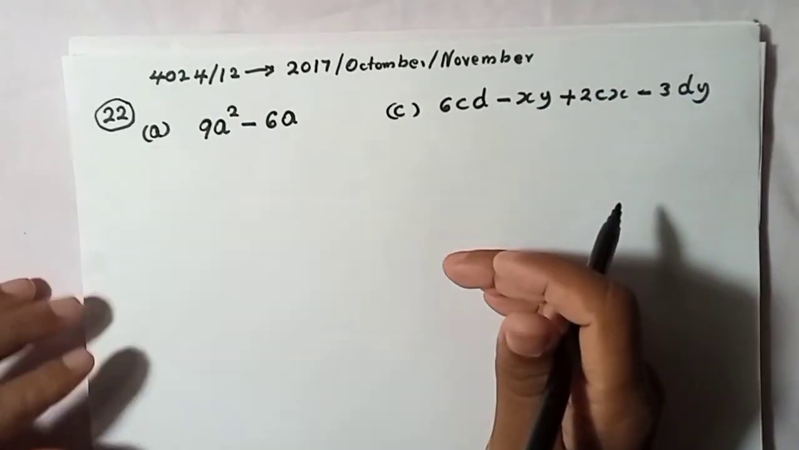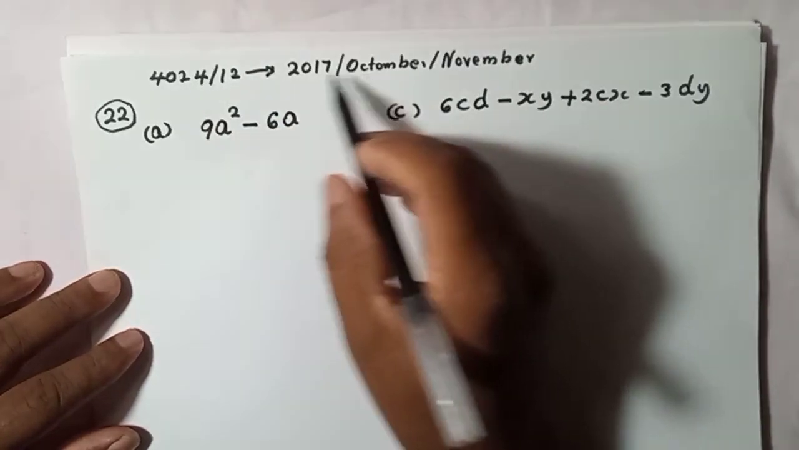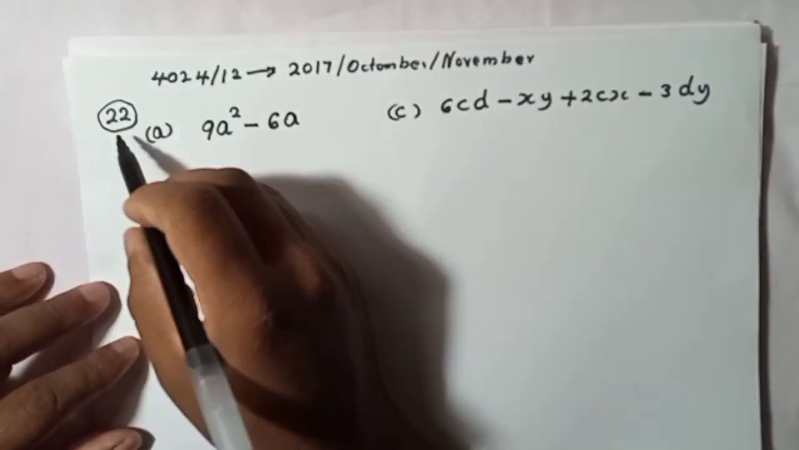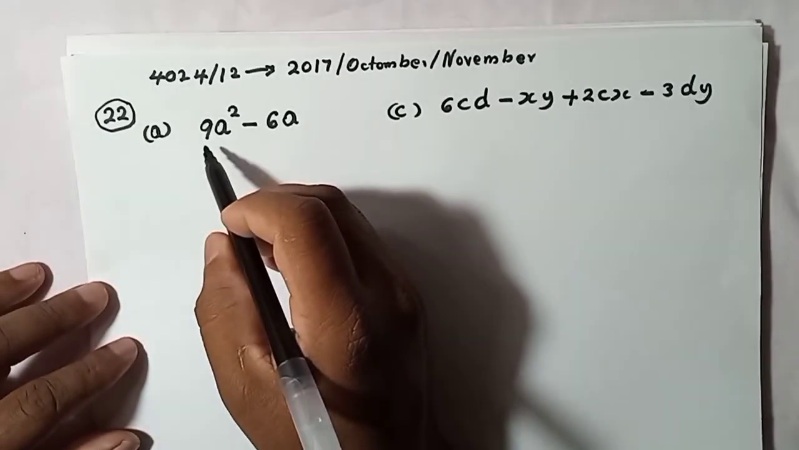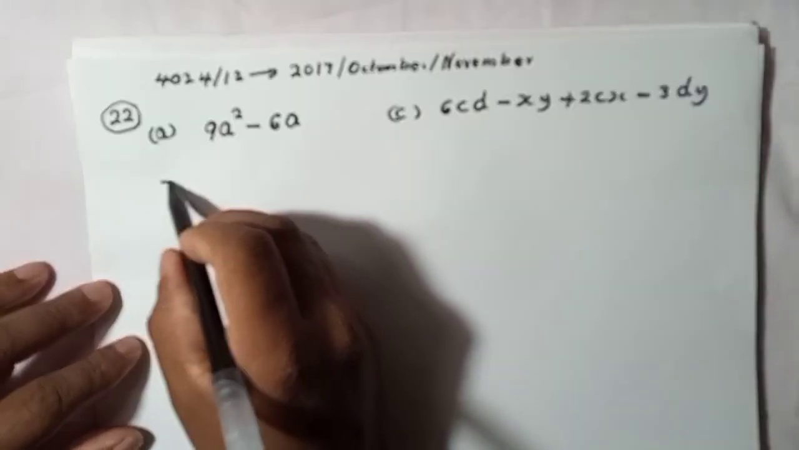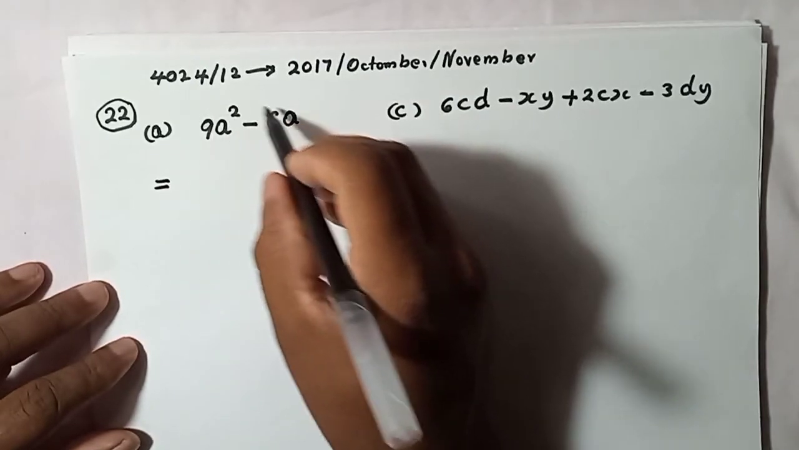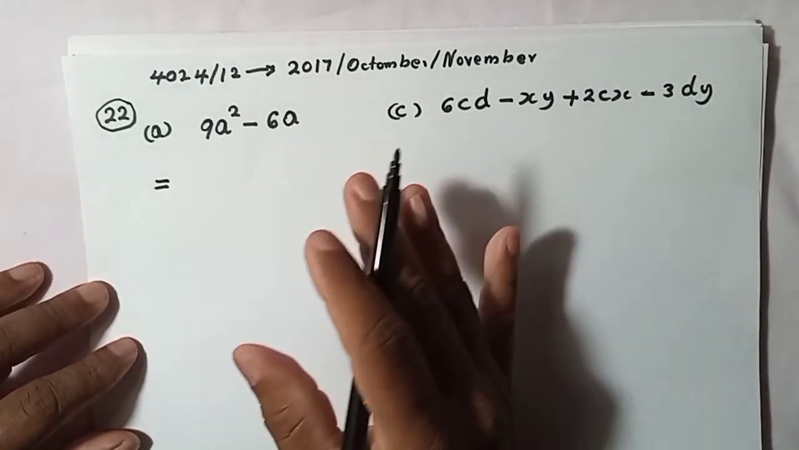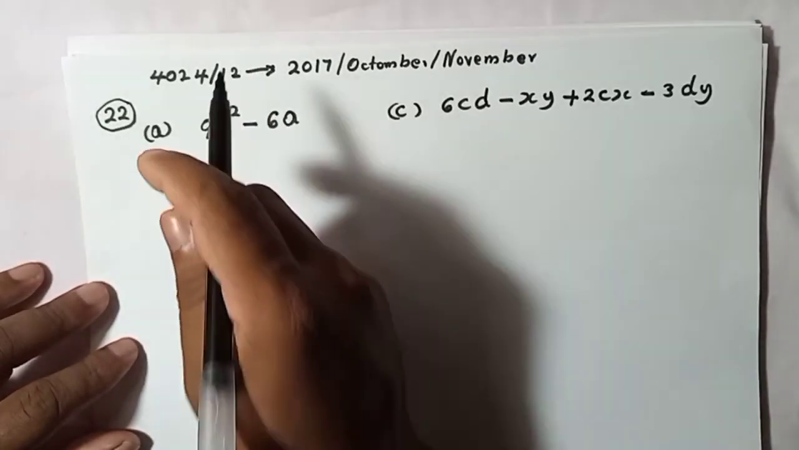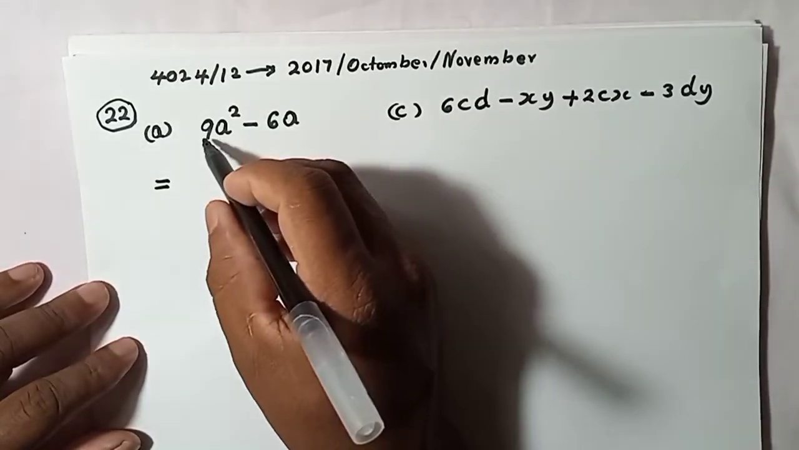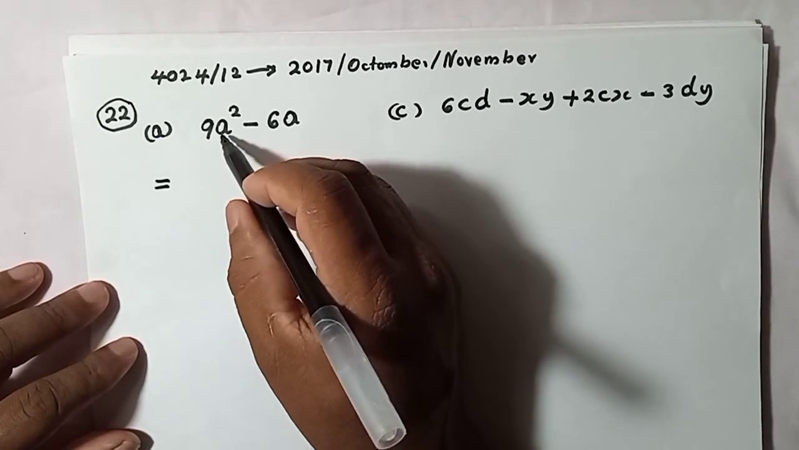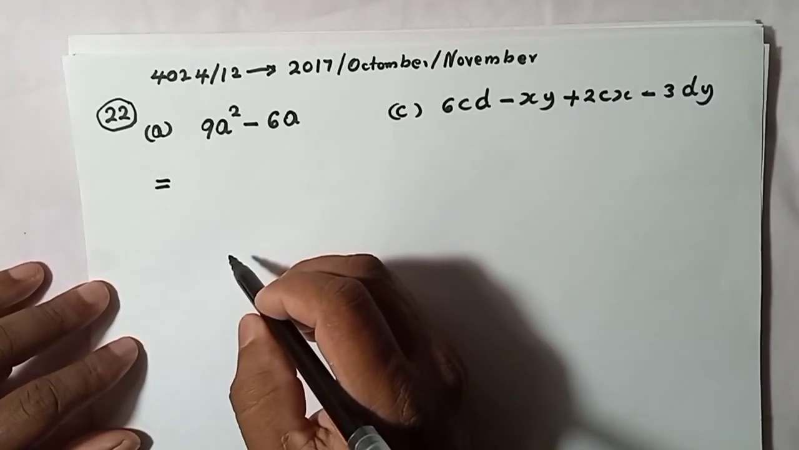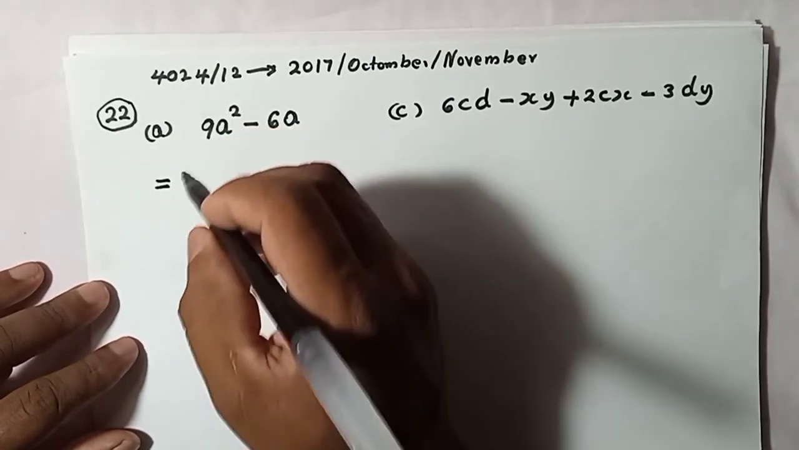Okay, now another question. This is the 2017 paper question 22 part A, right? Now this is an easy one. Like I told you, when you have a factorized question, always try to find the common thing, right? Here we have a common thing, you can see here a, here also a, not only that, 3 is also common, so you can make 3 common.